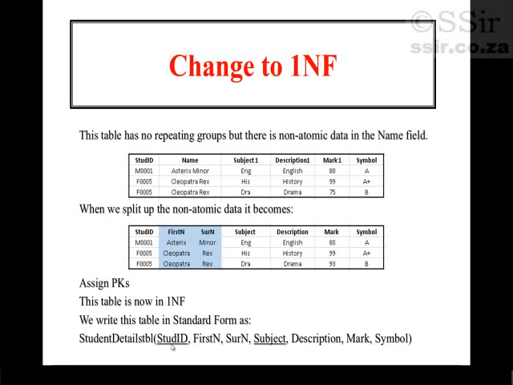Next to student ID, I write the fields that are dependent on student ID, first name and surname. And next to subject, I write the fields that are dependent on it. So description is dependent on subject, and mark is dependent on both of those, student ID and subject. And symbol is dependent on mark. So this is the standard form for a table in first normal form.